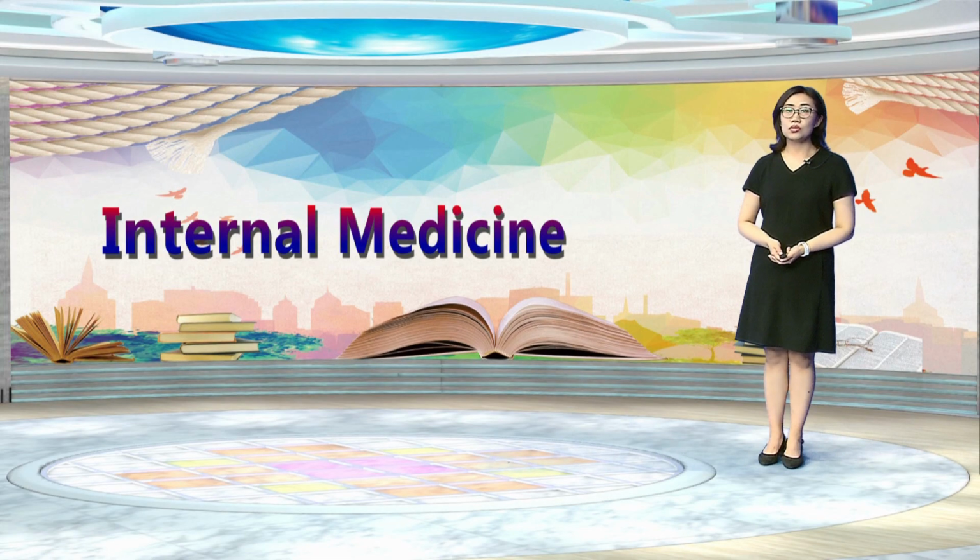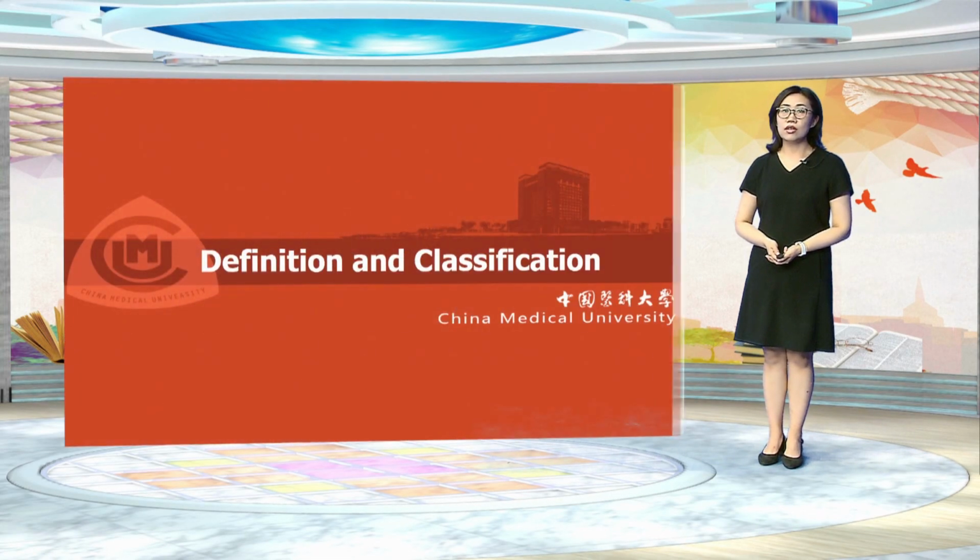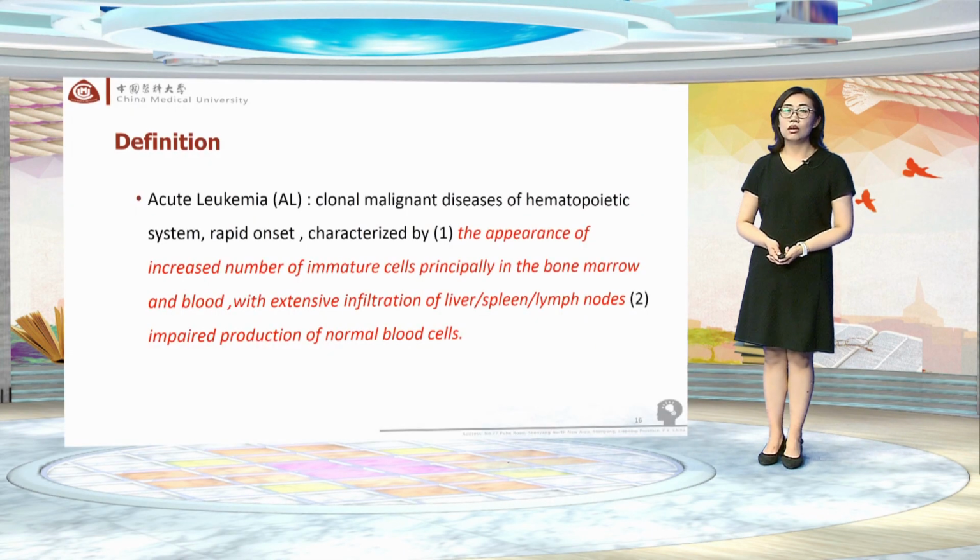Now, let's move on to the main content, the definition and classification of acute leukemia. Acute leukemia, AL, is a clonal malignant disease of the hematopoietic system with rapid onset, characterized by, first, the appearance of an increased number of immature cells, principally in the bone marrow and blood, with extensive infiltration of liver, spleen, and lymph nodes. The second is the impaired production of normal blood cells.